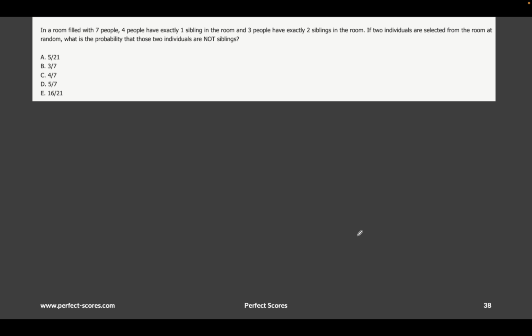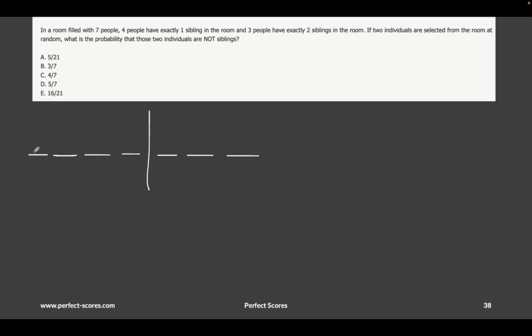This question says that in a room filled with 7 people, 4 people have exactly 1 sibling in the room. So you've got 7 people. So 1, 2, 3, 4. And then you've got 3 people who have exactly 2 siblings. So you've got a room with 4 people who have exactly 1 sibling and 3 people who've got exactly 2 siblings. Now, how will this work out?